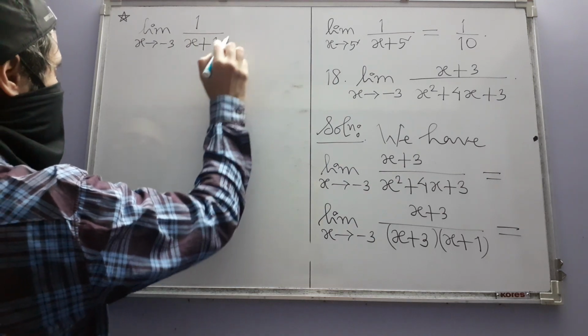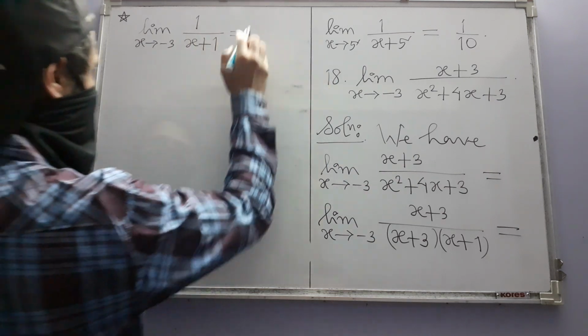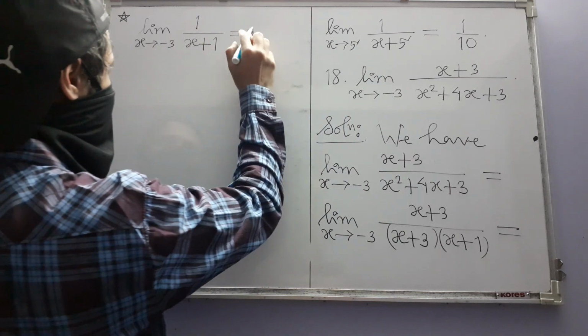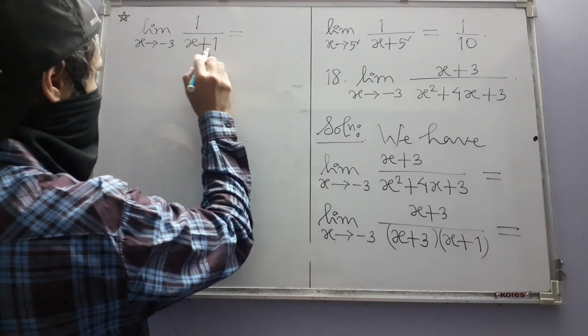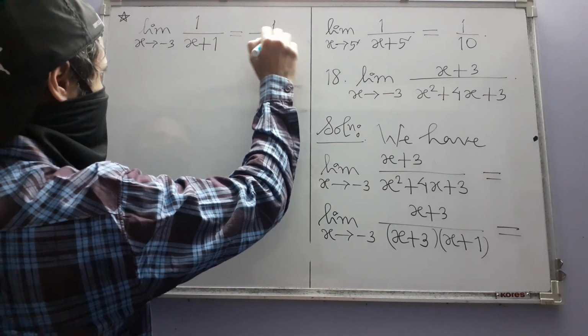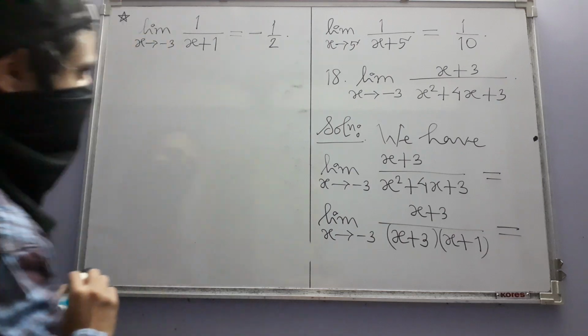So just like before, we can actually simply substitute minus 3 for x. So that gives us minus 2 in the denominator. So finally the answer is minus 1 over 2.